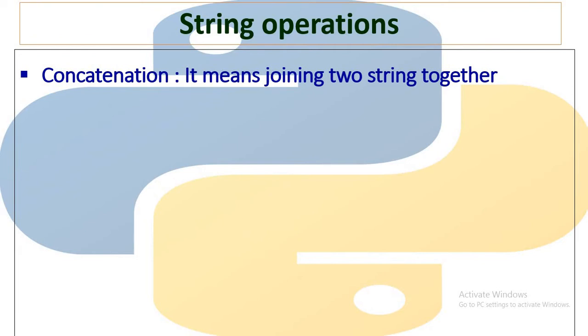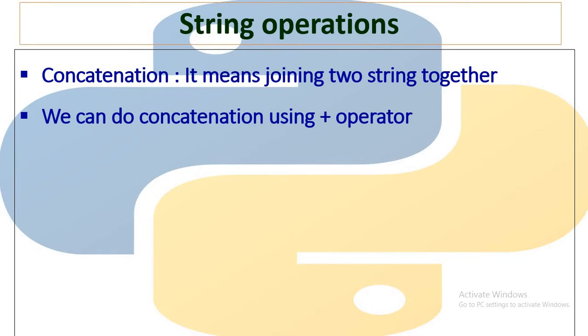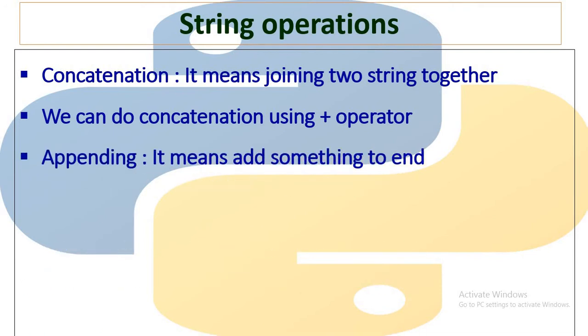The first operation that we are going to discuss is concatenation. Concatenation means joining two strings together. We can do concatenation of strings using the plus operator. Remember, this is the addition operator that we use for adding two numbers. In the same way, we use this plus operator to join two strings.